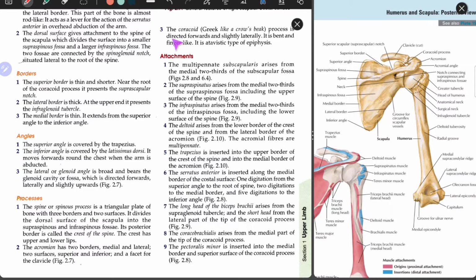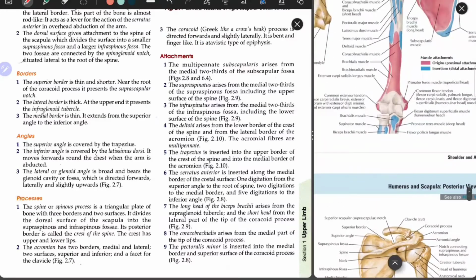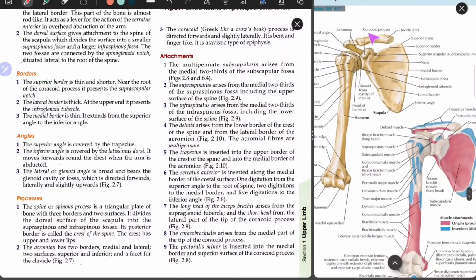Now the third point is coracoid process. Coracoid process, it is a finger-like projection on the scapula. It is coracoid process, as you can see here.